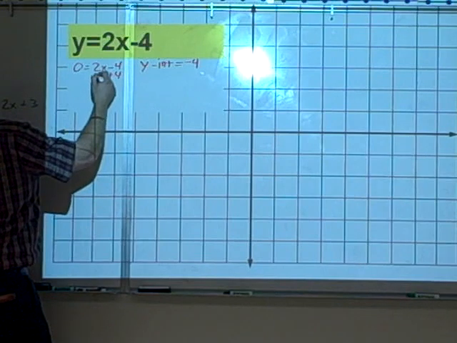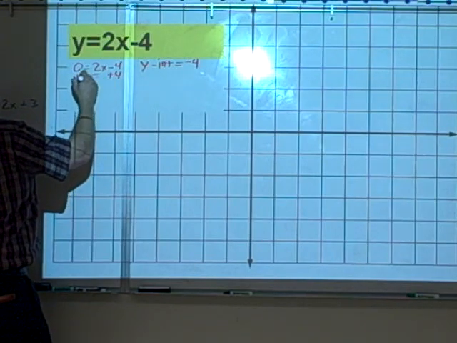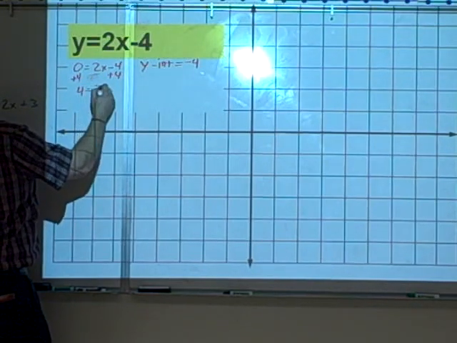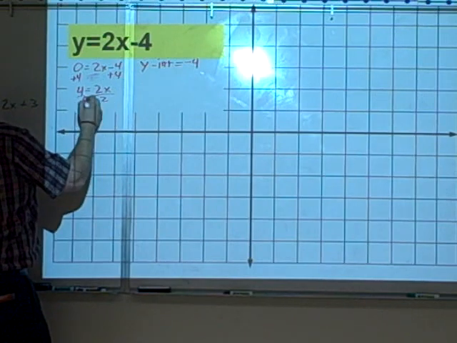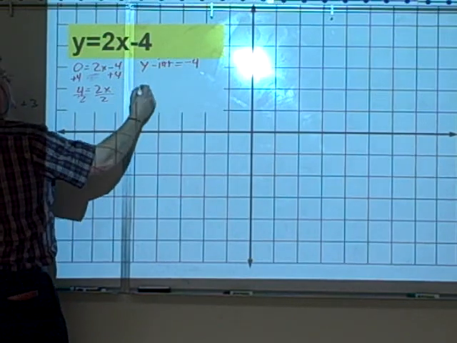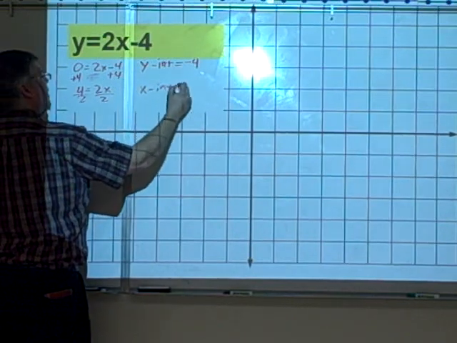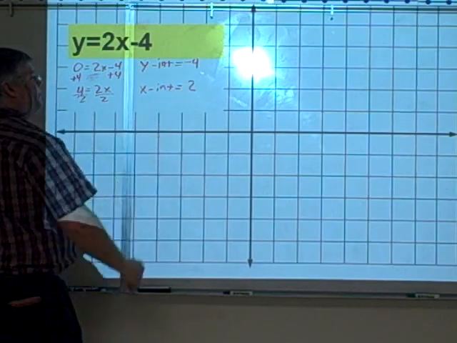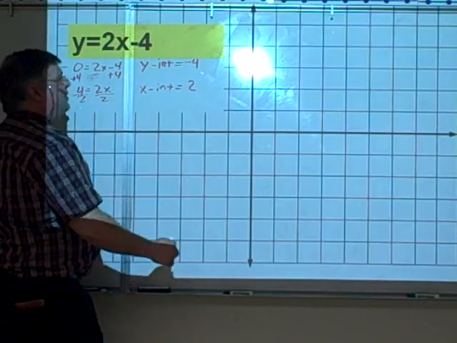Add 4 to both sides of the equal sign. You get 4 is equal to 2x. Divide by 2, and you get the x-intercept of 2. So the y-intercept is -4.